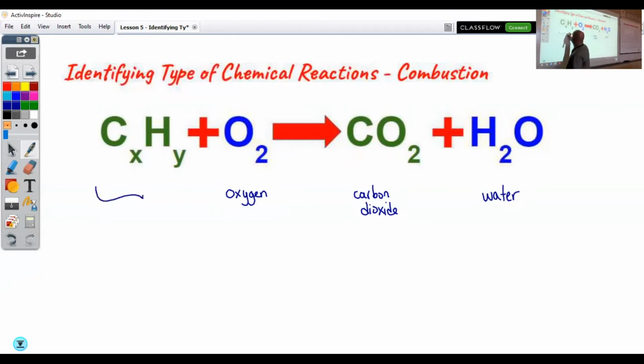The first part, and this is the part that differs, is called a hydrocarbon. A hydrocarbon is a compound that is made from hydrogen, carbon, and sometimes oxygen. So if you see a hydrocarbon, something that has carbon and hydrogen, reacting with oxygen to produce carbon dioxide and water, that is an example of a combustion reaction.